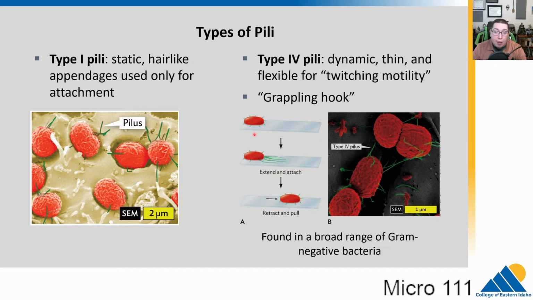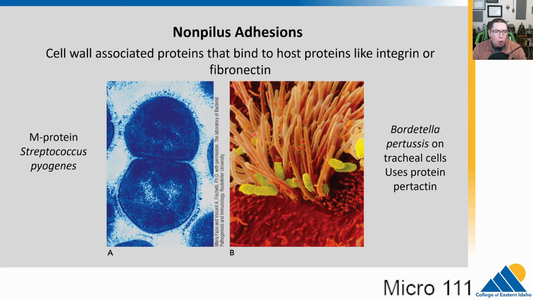These are the two types of pili that are there. Of course, there are other things that can attach microbes to cell surfaces. We call these nonpilus adhesins. These are generally proteins that are found on the cell surface, the cell wall, that bind to host proteins. Commonly, they'll bind to things like integrin or fibronectin, which are found on a lot of different cell surfaces.